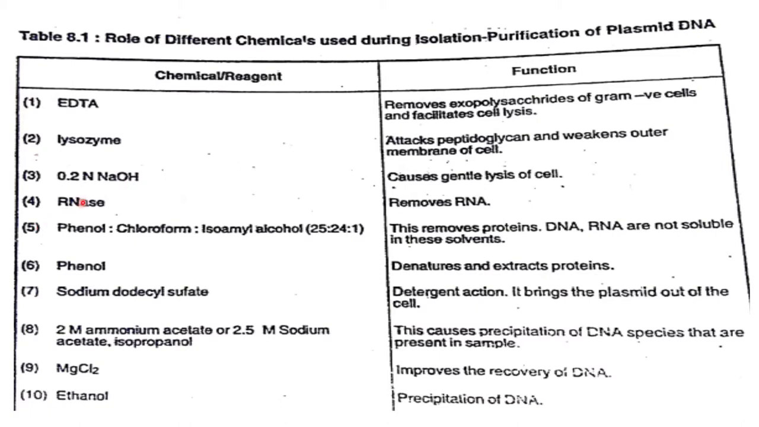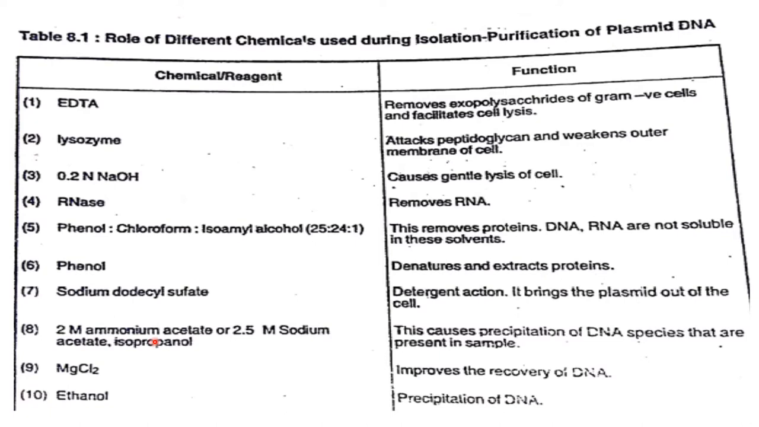RNase removes RNA. Phenol, chloroform, and isoamyl alcohol in the ratio of 25 to 24 to 1 remove proteins, DNA, and RNA that are not soluble in this solvent. Phenol denatures and extracts protein. Sodium dodecyl sulfate, by detergent action, brings the plasmid out of the cell.